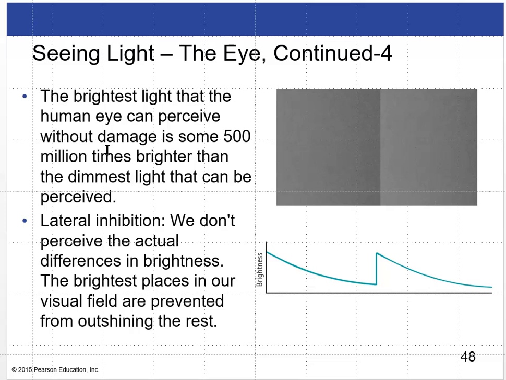We have something that protects us from that called lateral inhibition. We don't perceive the actual differences in brightness. The brightest places in our visual field are prevented from outshining the rest, from oversaturating, taking over for the rest.